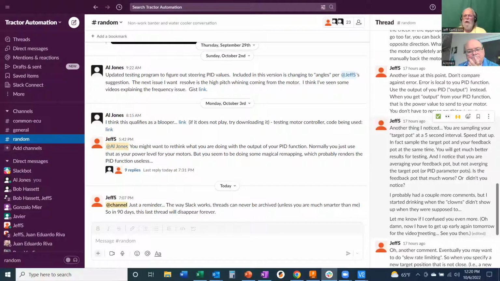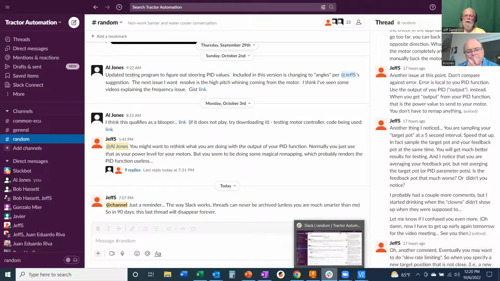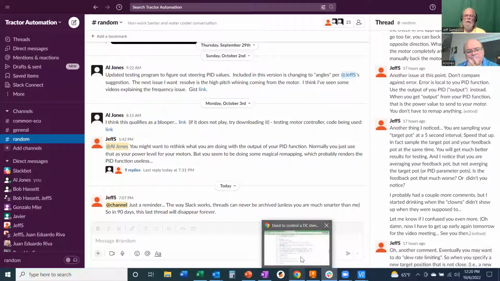So part of it's just a matter of preference, what you want to do there. And it didn't occur to me until I saw you converted everything to angle that, yeah, I guess that would work. You could just read your target pot and convert that to an angle, read your steering pot and convert that to an angle, and just do everything as angles into your PID. And yes, that would actually work.